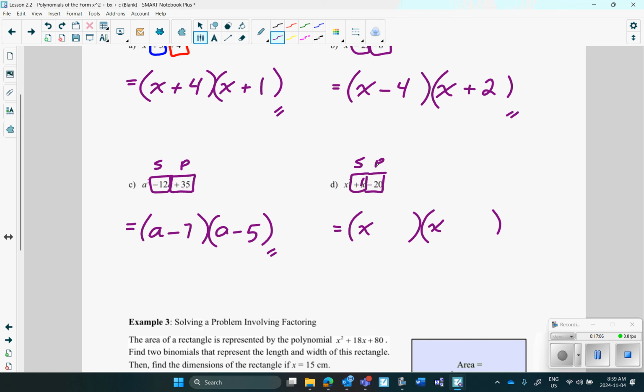So 2 and 10. Now, if I make one of those negative and add them, I'm not going to get 1. Okay? 20 and 1, no. If I make one of them negative, I'm not going to get 1. 5 and 4, yes. But to make it positive 1, that means the 4 needs to be negative. So it should be plus 5 minus 4. Minus 4 plus 5 is also right.